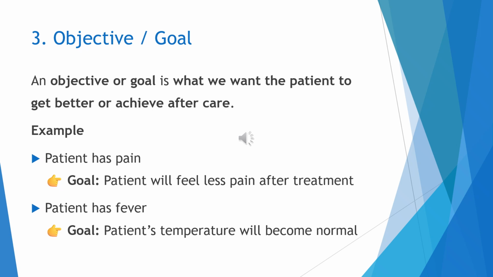This is about what we want the patient to achieve after giving care. So once we identify the patient's problem, we set a goal for improvement. It should be simple and clear, like what change we expect in the patient. For example, if the patient has pain, our goal is that the patient should feel less pain after treatment. If the patient has fever, the goal is that the temperature should come back to normal. So in simple terms, goals are the expected outcomes we want to see in the patient after care.